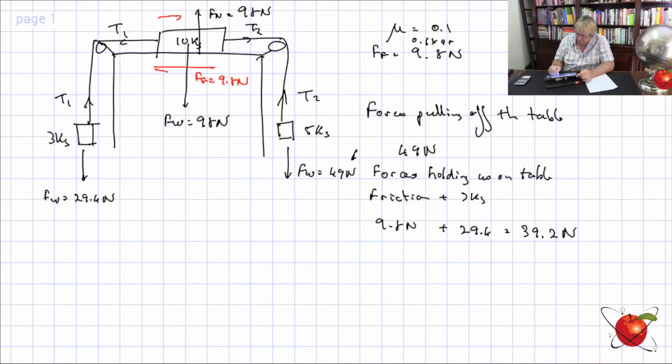And the force that is actually causing us to move is going to be our 49. Let's look. Are the forces pulling us off more than the forces holding us on? Well, how do we do that? Pulling off is 49 minus 39.2 newtons. Okay. And have we got an F net? Yep, we have, of 9.8.